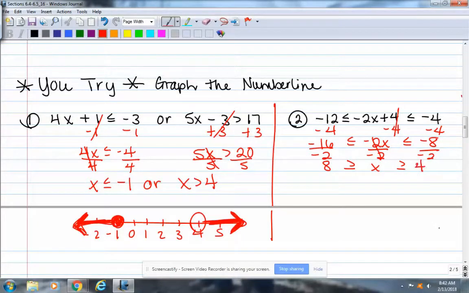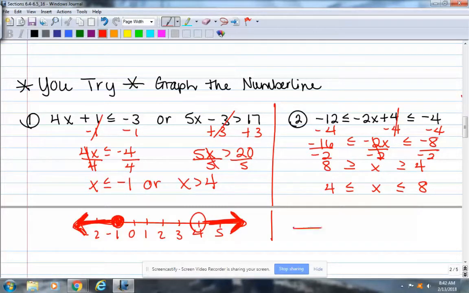Can I leave my answer like this? No, I have to do what? Flip everything, right? 4 on the left, 8 on the right. This one had an or equal to. This one had an or equal to. So that's correct, right? Everything less than and numbers are least to greatest.